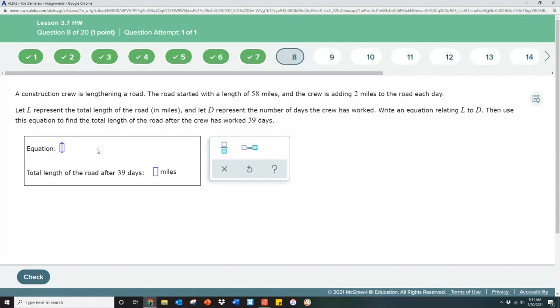So the length of the road, L, capital, notice how they're using those, is equal to 2 times the number of days, since it's 2 miles per day, and it already started with the length of 58 miles. So we have plus 58. So now you can take your calculator and do 2 times the given value of 39, and then add to that 58, and you get 136.